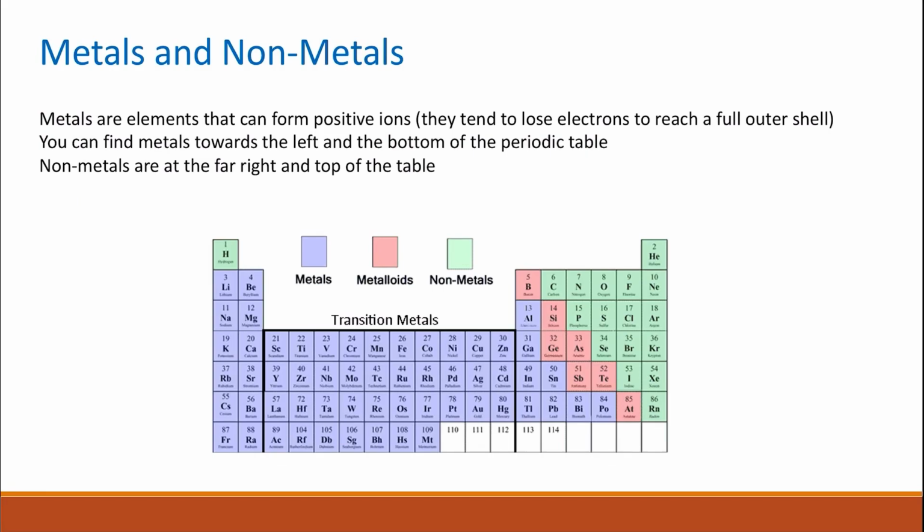The main difference between these is that metals can lose electrons and they can form positively charged ions, while non-metals can either gain electrons and give negatively charged ions, or they don't do this. They simply share their electrons. So let's talk about some of the most important groups for us.